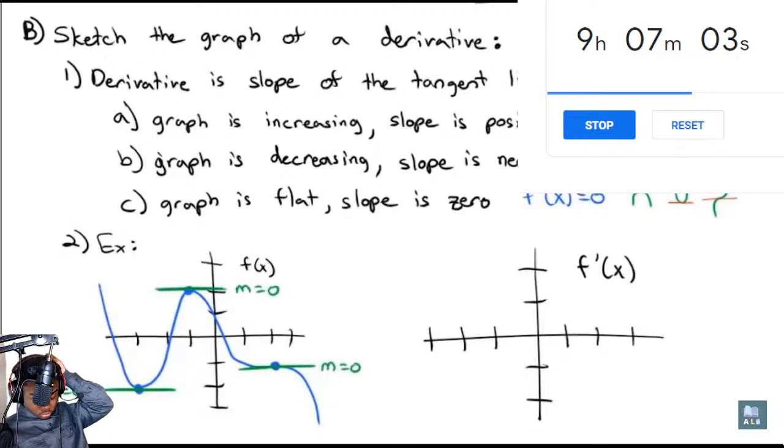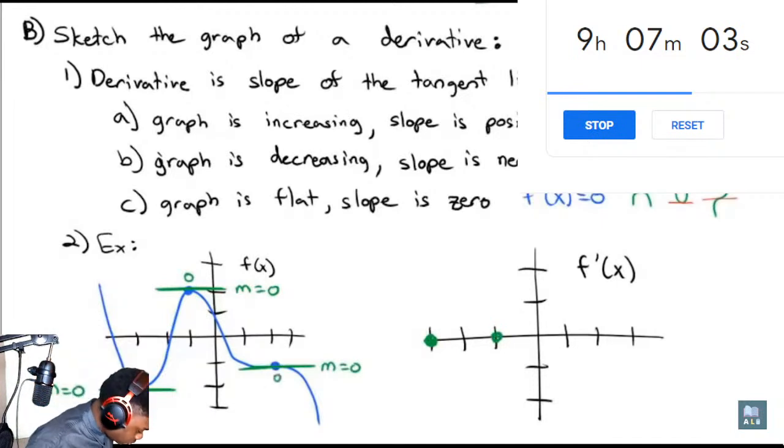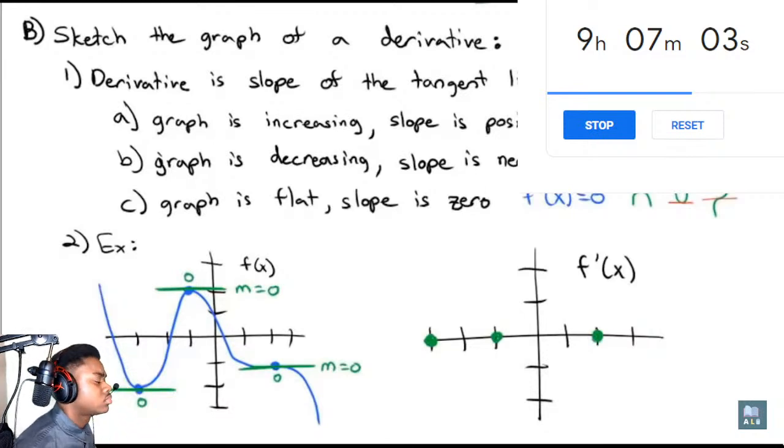So the slope is 0 here at -3. At -3, there's a 0. At -1, the slope is 0. And at +2, the slope is 0. That's where we've got our x-intercepts of 0, because the graph is describing the slope.